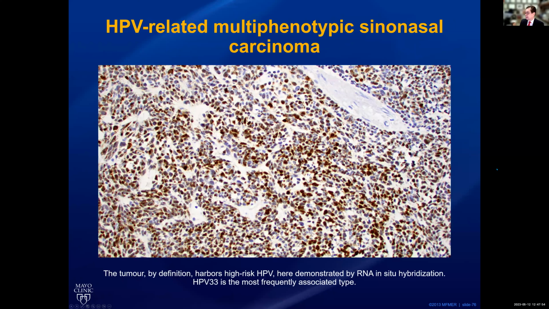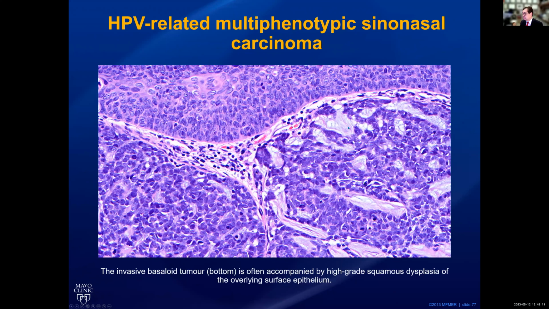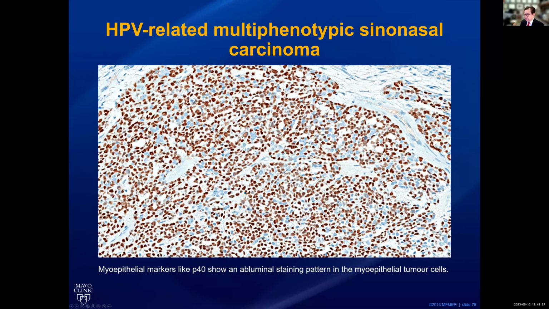Another important thing is the epithelium is part of the process, and the epithelium is dysplastic. And this is invasive cancer, right? It looks like adenoid cystic carcinoma. The pure adenoid cystic carcinoma comes from minor salivary gland, and they don't have the epithelial dysplasia association. And again, a myoepithelial marker like P40 nuclear stain demonstrates a very similar staining pattern to adenoid cystic carcinoma. So when you see this, you want to make sure HPV testing is performed. Myoepithelial markers are similar; they stain the basal cell, myoepithelial cell layer.